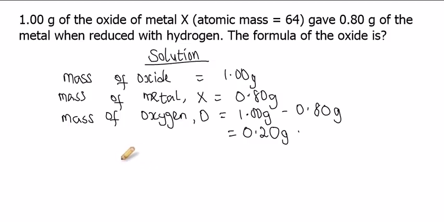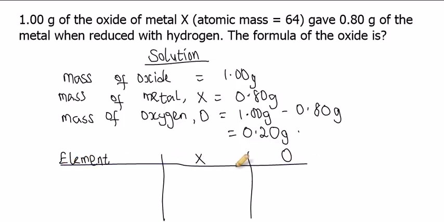So we'll be doing this simultaneously in a tabular form. So here I have elements X and O. X is for the metal while O is for the oxygen that makes up the oxide. Now do not forget we want to determine the number of moles, and the formula for moles is mass divided by molar mass, but in this case we are dealing with an element. We'll be making use of the atomic mass of each of the elements.